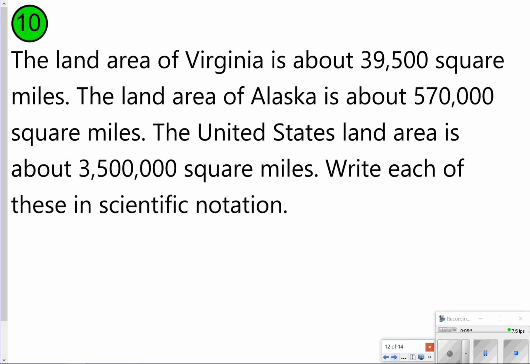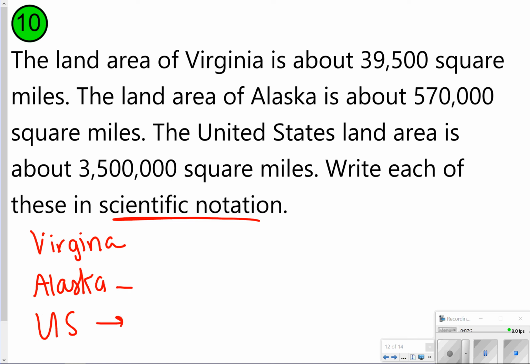The last one, number 10, says the land area of Virginia is about 39,500 square miles. The land area of Alaska is about 570 square miles. The United States land area, though, has about 3,500,000 square miles. Write each of these in scientific notation. So you're going to have one for Virginia, one for Alaska, and one for the United States. Let's pause the video here so you can try each one, and once you're done, click play to check your work.